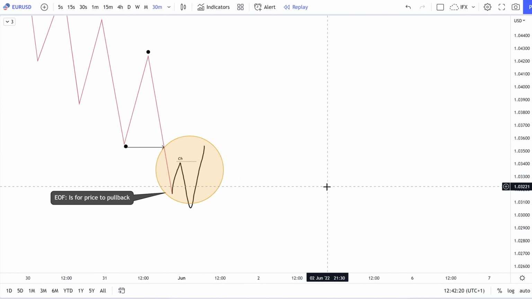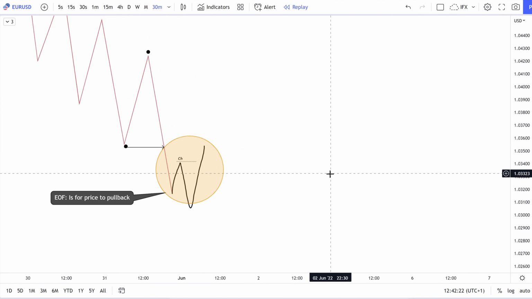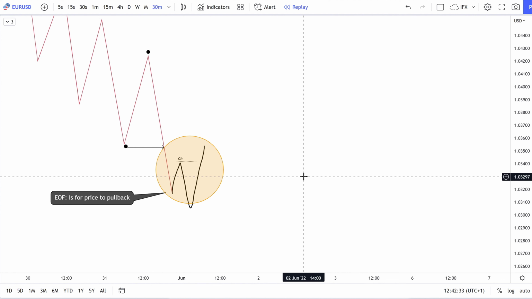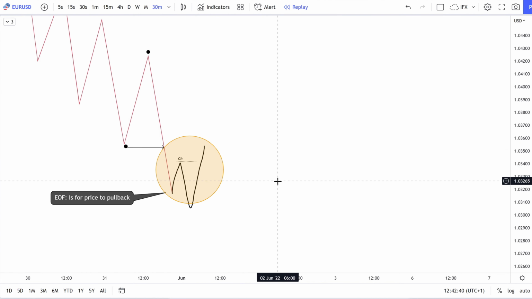The change in character, in its basic form, is going to suggest that the impulse is over and the pullback is potentially likely to start. Or the pullback is potentially over and the impulse is likely to start. So when we see a change in character, that's an internal shift in market structure. At that point, we can be confident that potentially this pullback is going to start to play out.